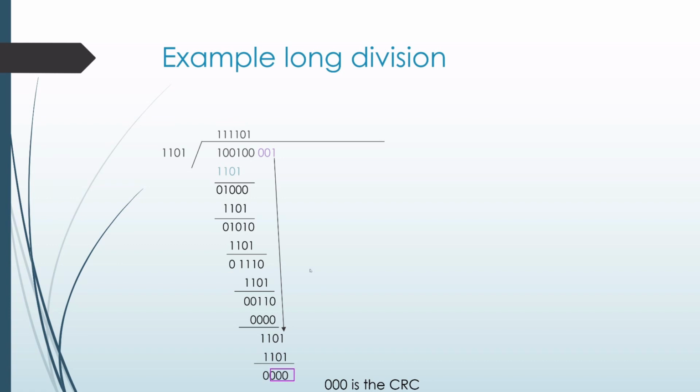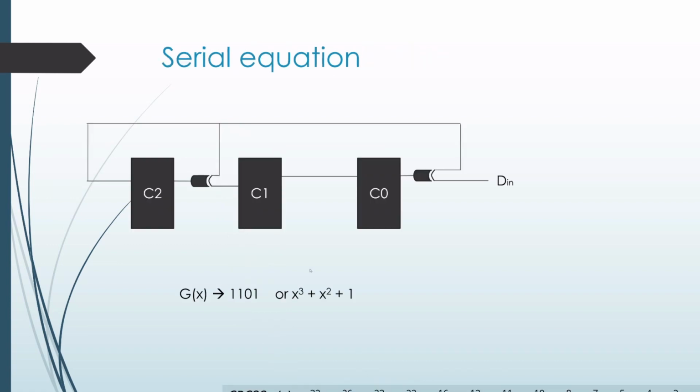So that's what the division looks like. Now, from a division to generating an LFSR kind of feedback model, how do we do that?